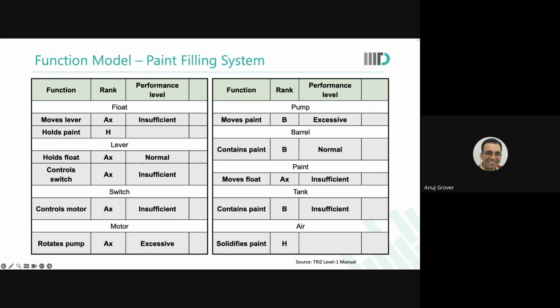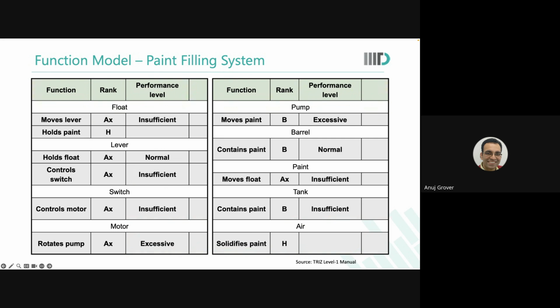Then lever holds float. Does it do so normally? We did not discuss anything about the lever breaking or the float breaking from the lever or anything like that. So it is doing it normally. It's a useful function done normally. Now it can't control the switch sufficiently. It was supposed to turn the switch off. It is not able to turn the switch off because of whatever reason. But that function is happening insufficiently.